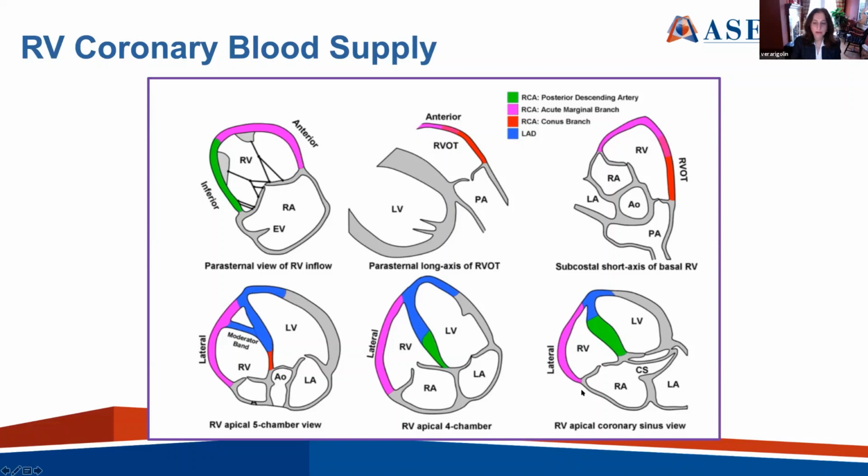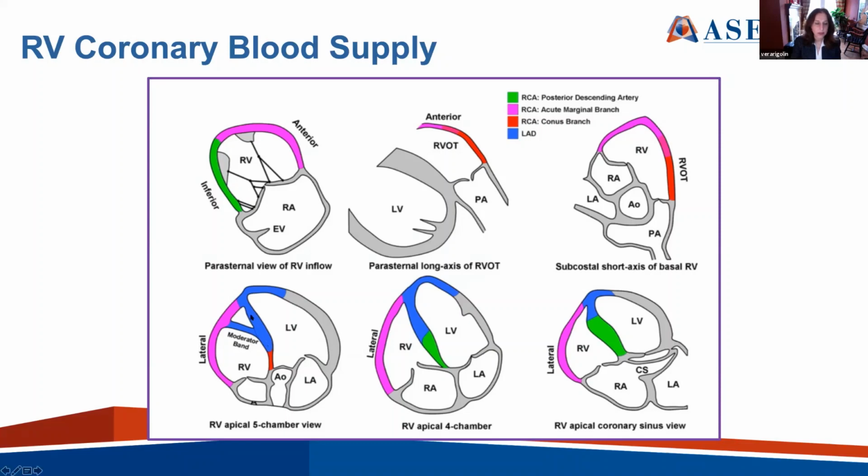Similarly, in the short axis view, when we're looking at the apical 5-chamber view, the apical 4-chamber view and the RV focused view, we're really looking at the lateral wall of the right ventricle, and that is supplied by the acute marginal branch. And then notice that the moderator band is actually supplied by the left anterior descending artery.